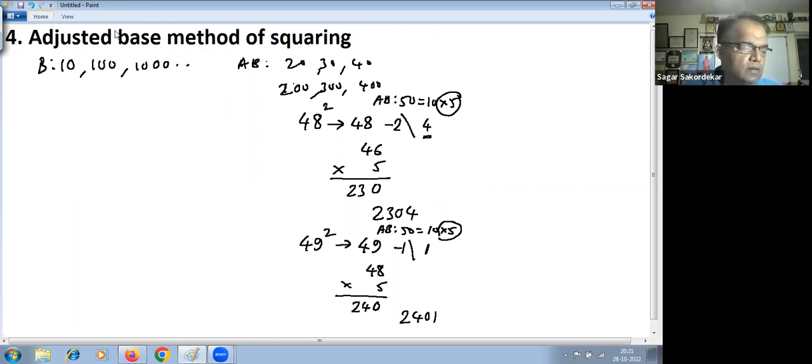Okay, Satvik, let's see. Next problem: 4996 square. So the adjusted base here is 5000.